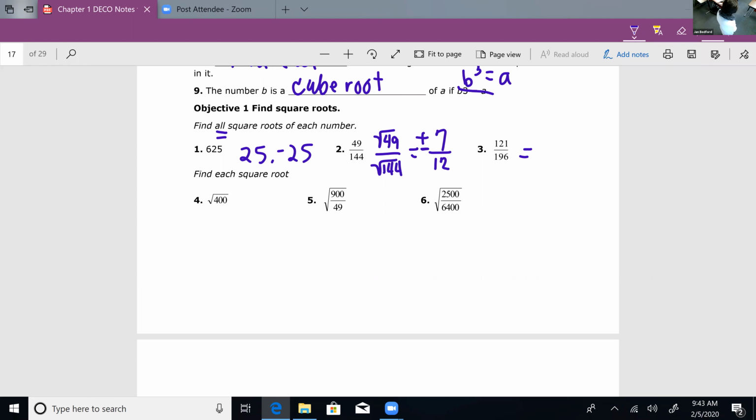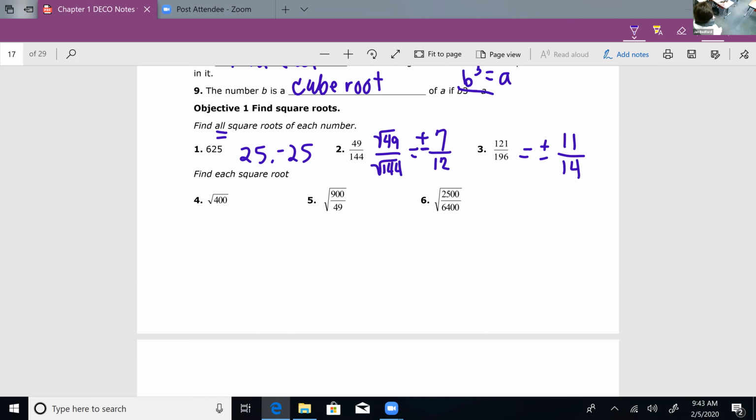So what goes in the top of the fraction? 11. What goes in the bottom of the fraction? If you do the square root of 196, you get 14. And then what should be in front of this? Plus or minus. Good job.